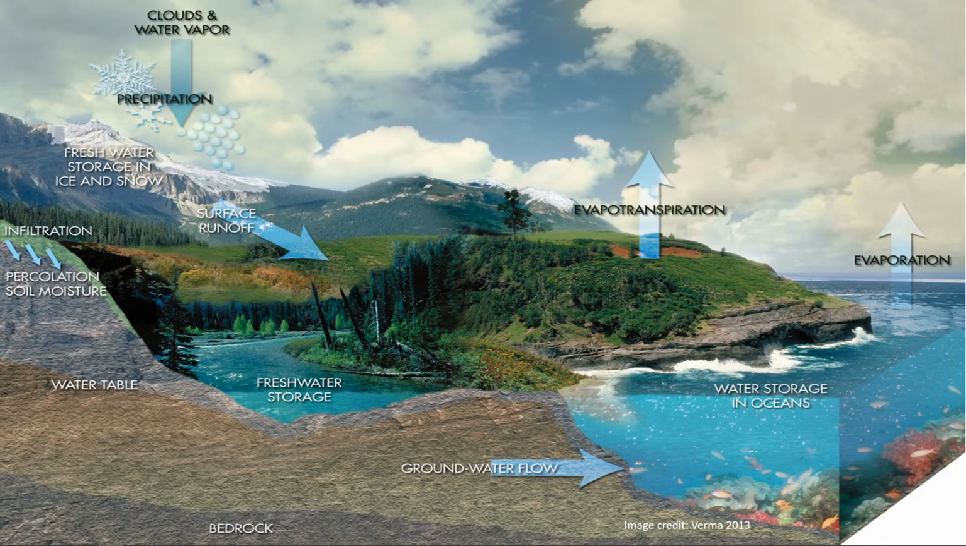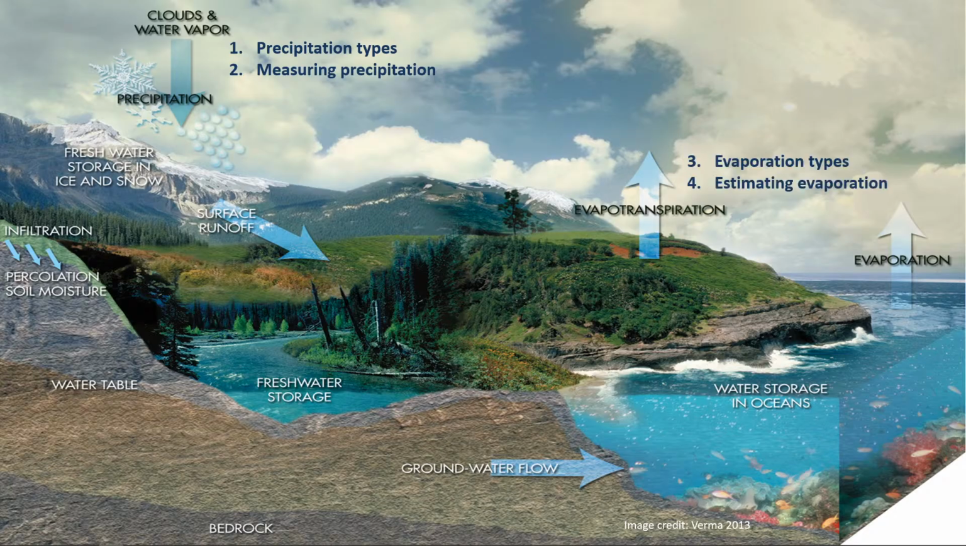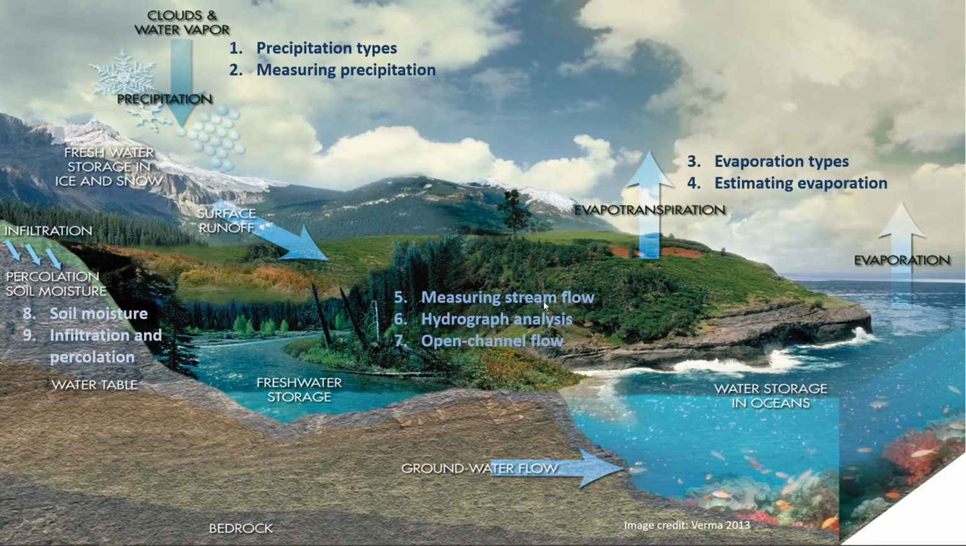Welcome. So this is a new module, so let's have an overview of what we have been doing. So we covered precipitation and measuring precipitation, evapotranspiration type and estimating evapotranspiration, measuring stream flow, hydrograph analysis, open channel flow. This would be generally in the surface hydrology class. In the soil science or also surface hydrology class, you will also study soil moisture, infiltration, and percolation.